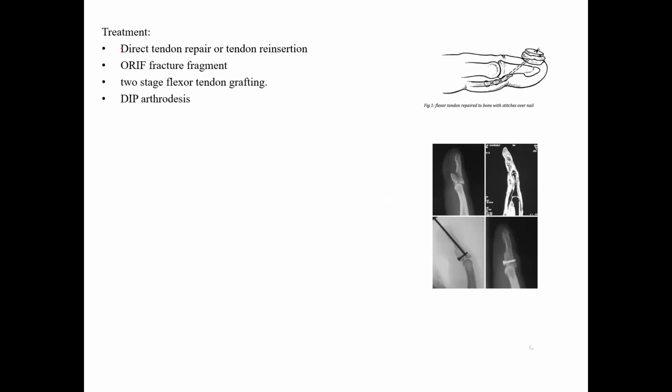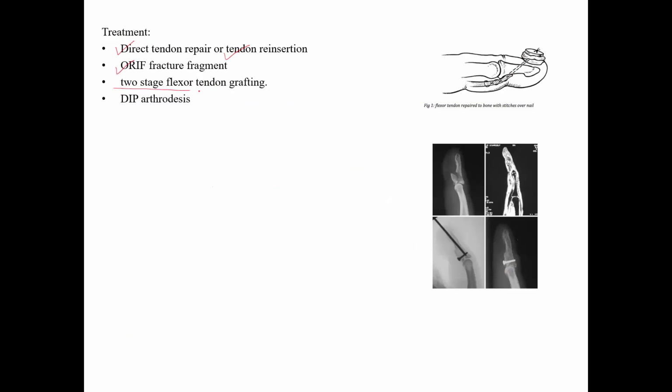Here we always need to do surgery, because conservative treatment is rarely successful, because the tendon muscle pulling is high and there is a lot of forces acting on the flexor aspect. So we can open and repair the tendon directly, or reinsertion of the tendon when it is avulsed, or open reduction and fixation of the fracture.